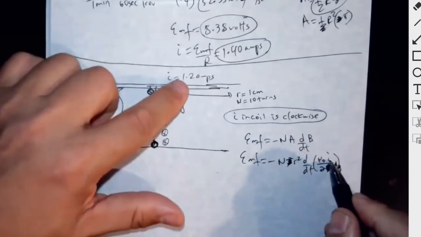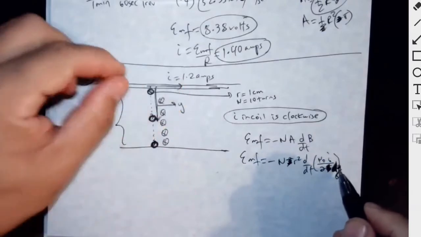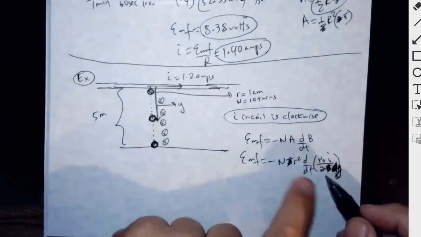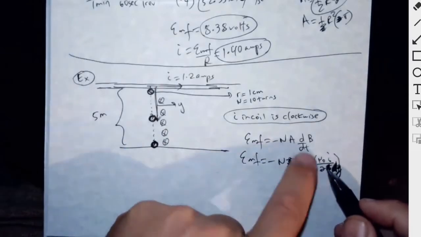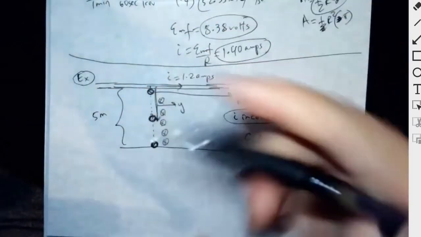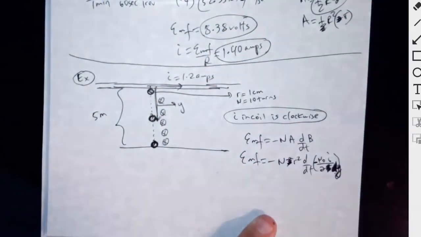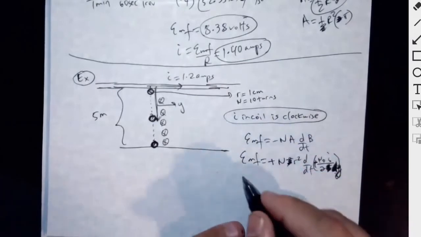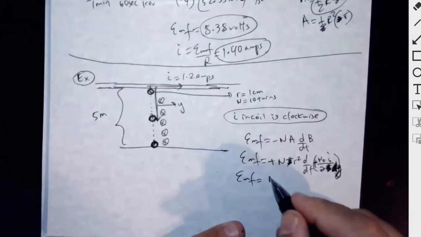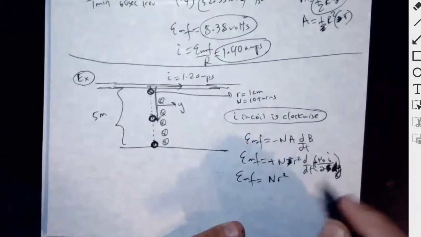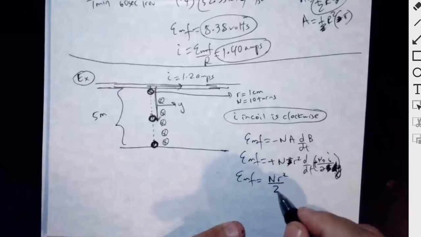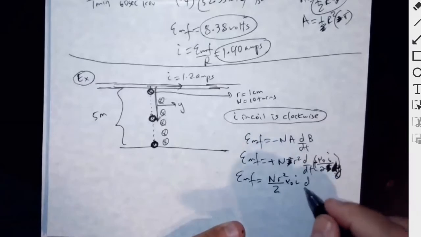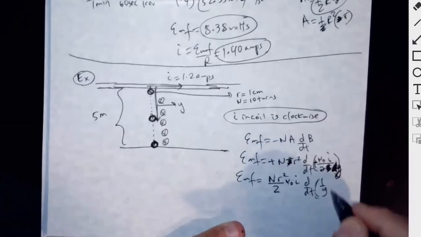The I is not changing, but the y is changing, right? As you go this way. And the other thing we could do just to keep track of the signs, we could say since the B field is into the board, it's actually negative, right? And then the two negatives will cancel and be positive. So then I have EMF is N R squared over 2 mu 0 I d by dt of 1 over y.